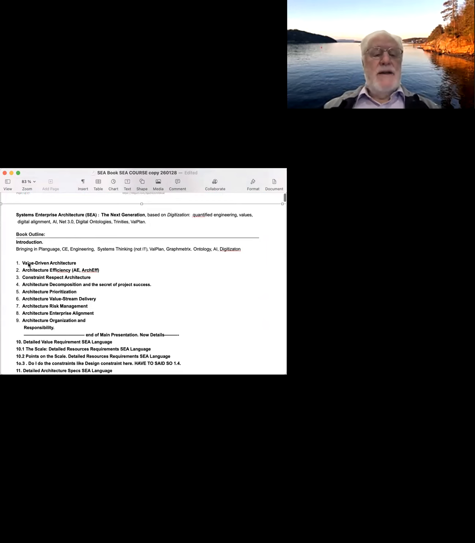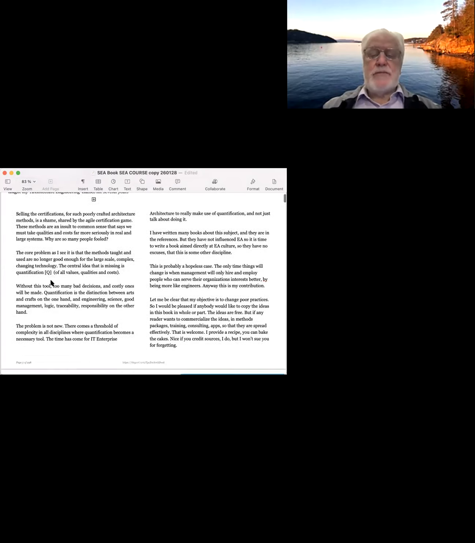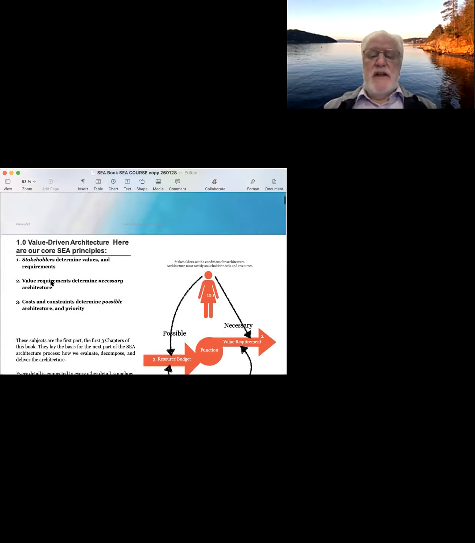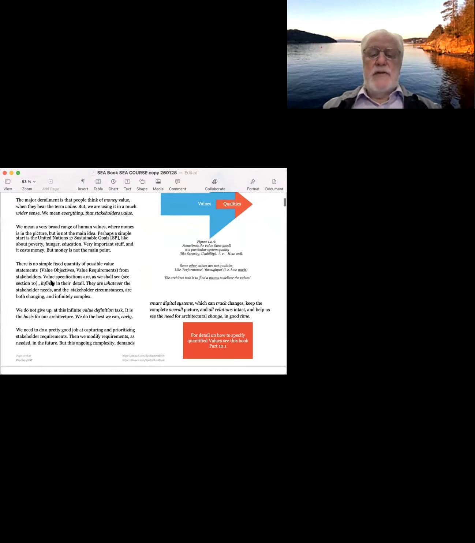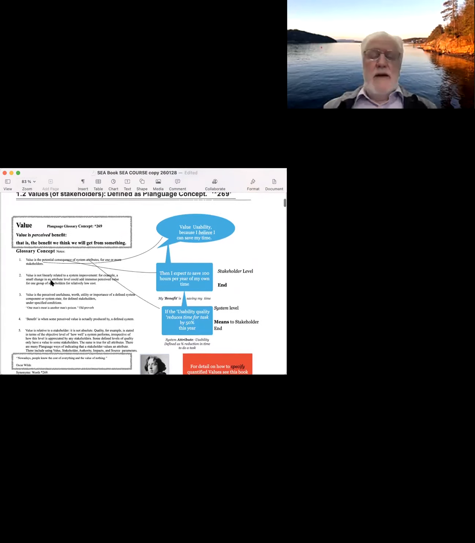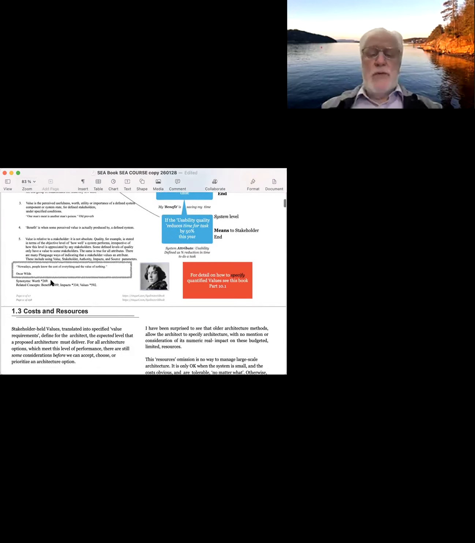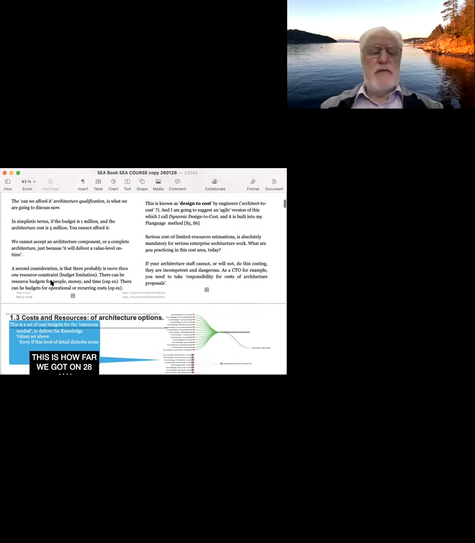Here's our outline. We started with an introductory day, and last Thursday we did number 1, value-driven architecture. Today we're going to do the third one, architecture efficiency, chapter 2, and then Thursday we'll do constraint respect architecture. Here are some of the things we've done, all about stakeholders, and the idea of value and costs and resources.